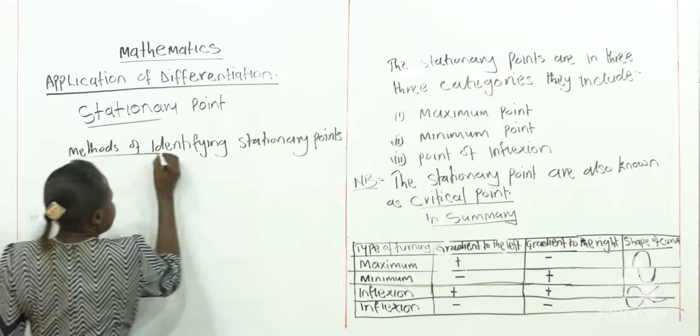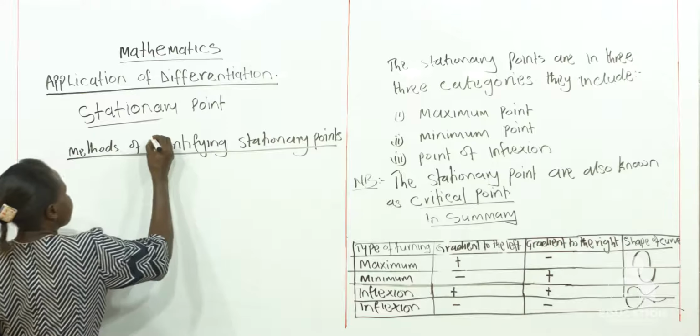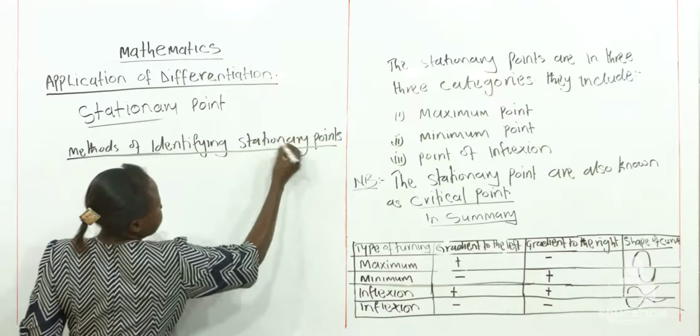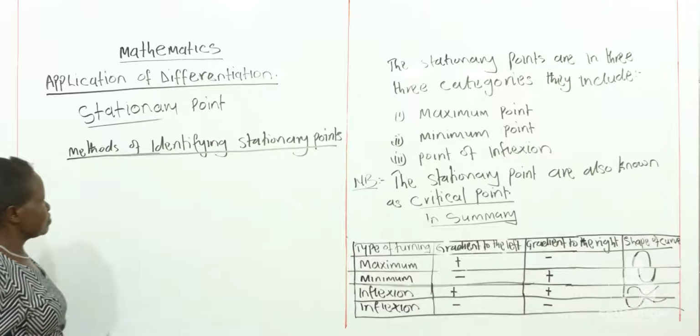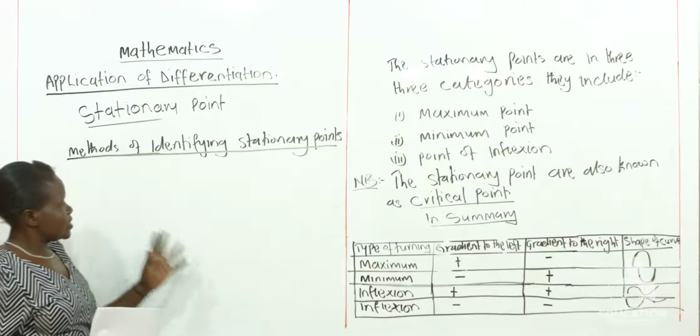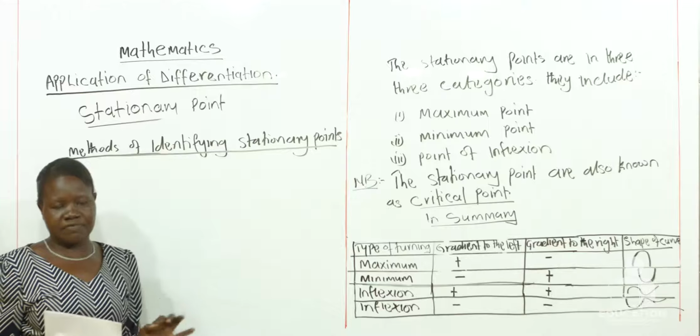Class, there are only two for your level. There are two methods of identifying the stationary points. One, you can identify the stationary point by using what we call the first derivative.